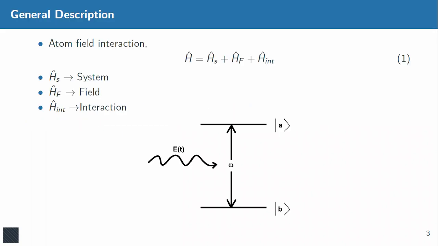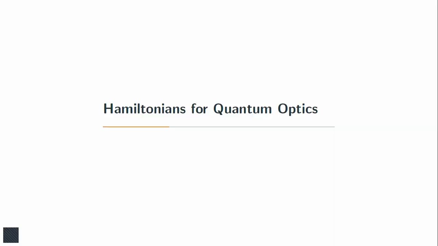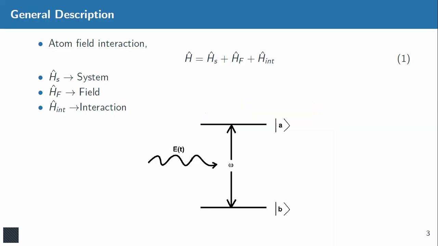So by the end of this lecture, you will not only understand the role of Hamiltonians, but also see how they connect to exciting phenomena like light-matter interaction, which underpins technologies like lasers and quantum sensors. So let's start with a general description of Hamiltonian in quantum optics.